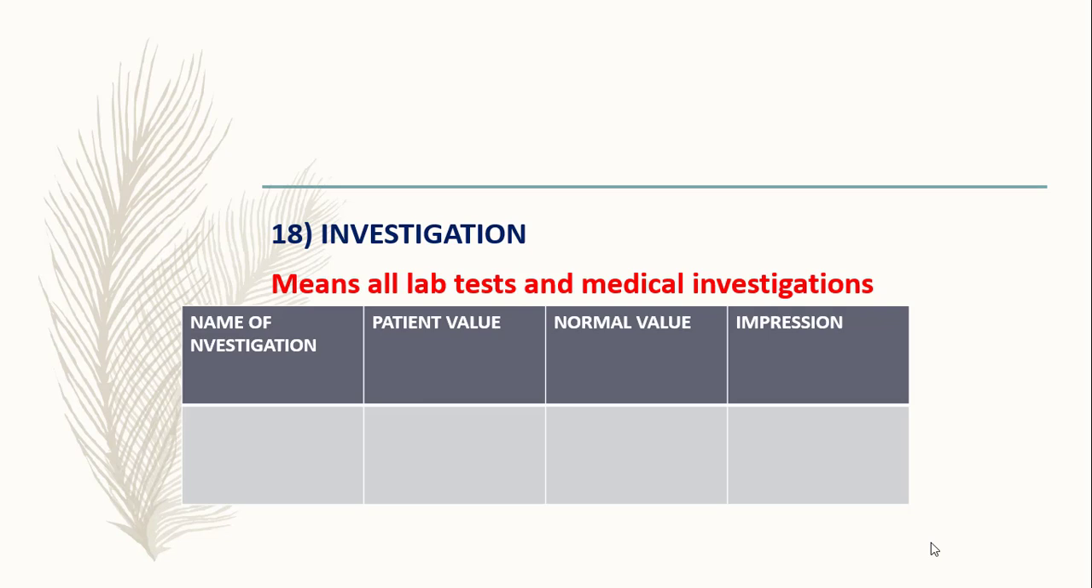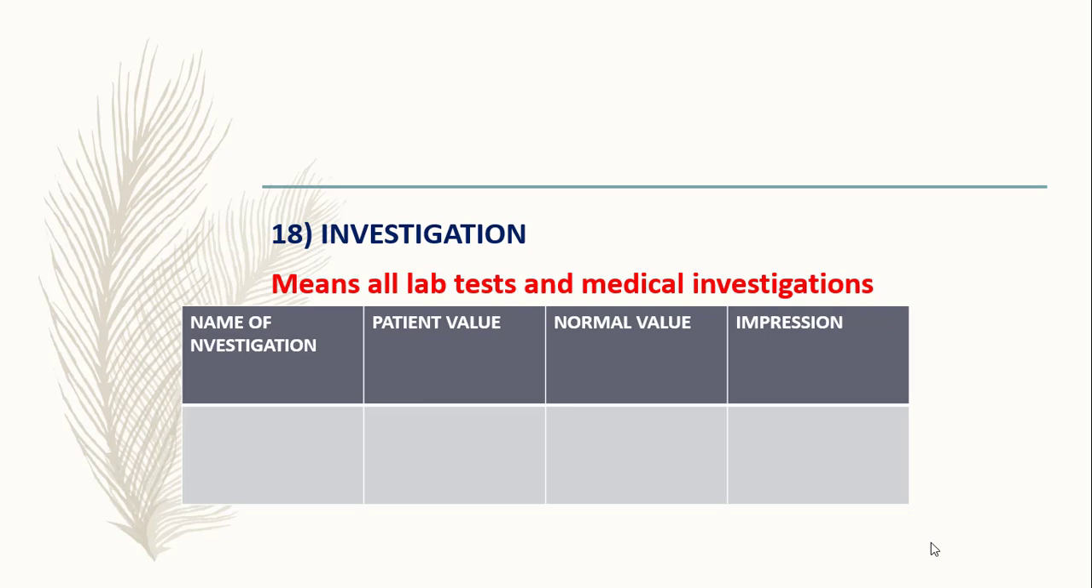Like that you can make the columns. Under name of the investigation, you write what investigation the patient underwent, and patient value means what results the patient got. Then the normal value of that particular investigation, and the impression. If it is high you can write high, low means low, normal means normal. Like that you can write.